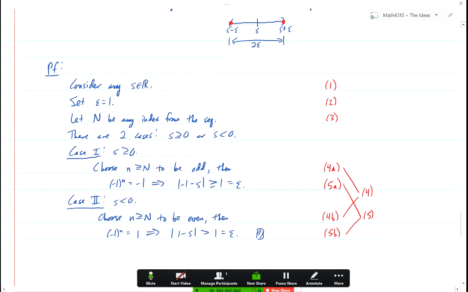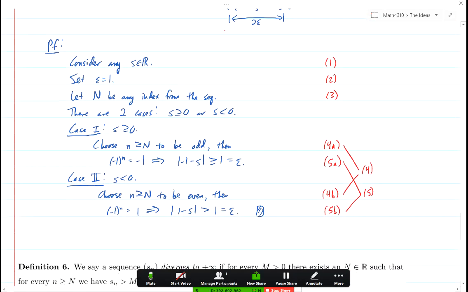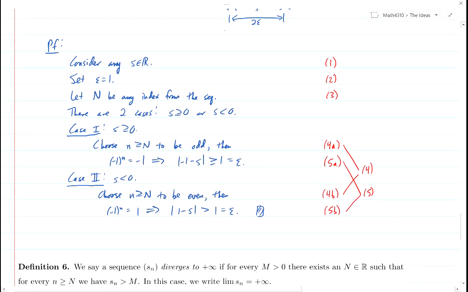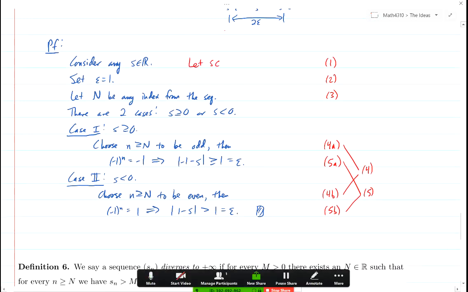In the proof, we know we have to have 5 steps. And you'll notice I had to split steps 4 and 5 into 2 parts because I had 2 cases based on what happens in step 1. Step 1 is I say, consider any S in R. You could also write just let S be a real number, right? Pick any real number. I don't care. There's really no conditions on S other than it has to be a real number. You could write it in either way.